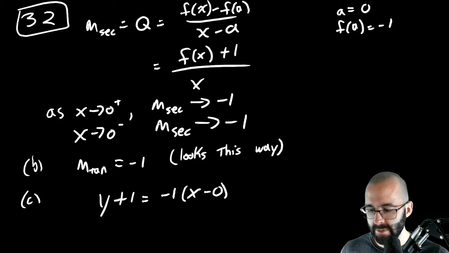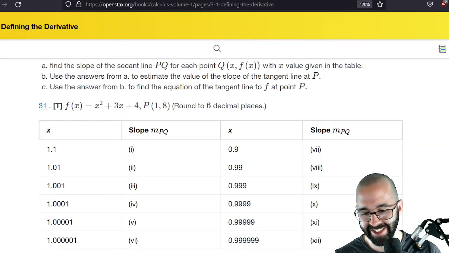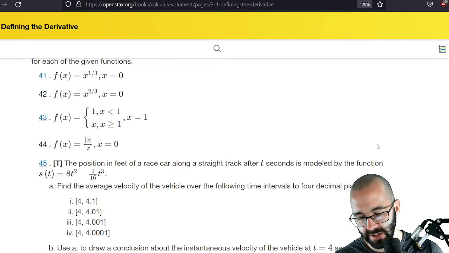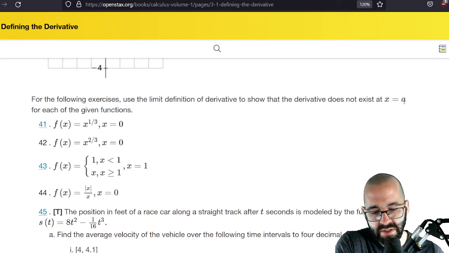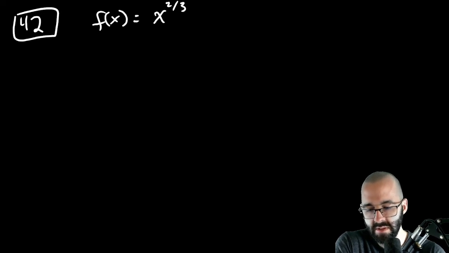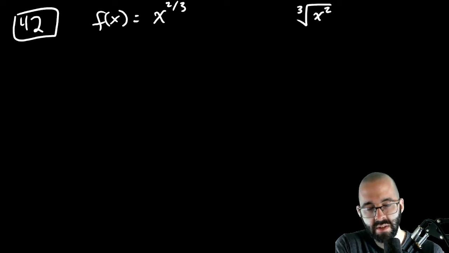All right. Let's do our last problem of this video. Number 42. Use the limit definition of the derivative to show that the derivative does not exist at this point for that function. F of x equals x to the 2/3, which, as a side note, that's the cubed root of x. Sorry. This is actually important.